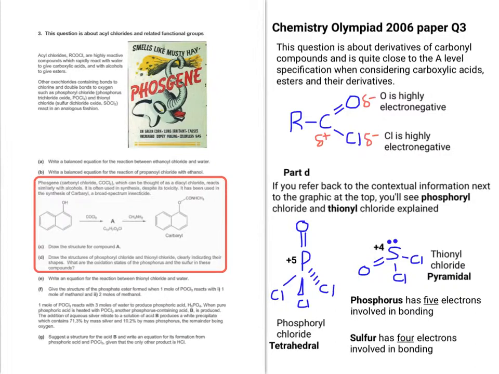Being more electronegative than either phosphorus or sulfur, the oxygen and the chlorine will both assume a negative oxidation state. So therefore we're left giving the phosphorus and the sulfur positive oxidation states. So that means that phosphorus is +5 and sulfur in thionyl chloride is +4.